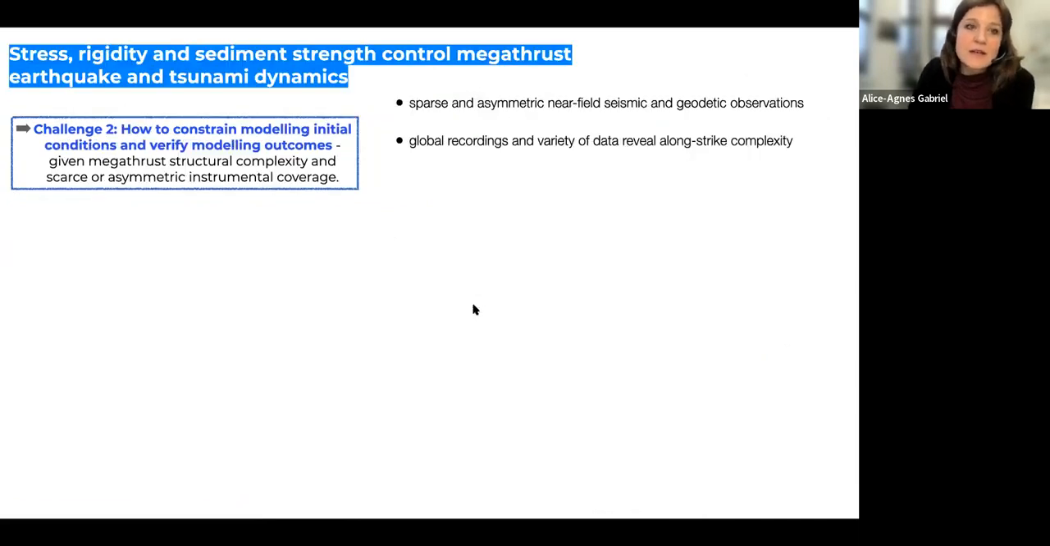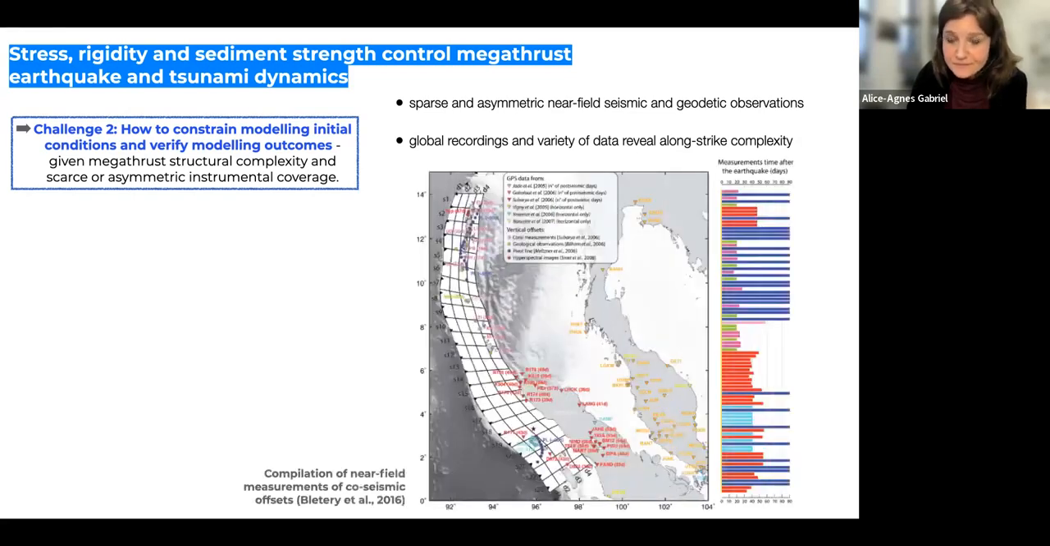And the second challenge from the geophysics point of view is how do we constrain the initial conditions and how do we verify these modeling outcomes, since these are forward models. These are not inversions. Given specifically megathrust structural complexity and scarce or asymmetric instrumental coverage. So we have a situation where we have global recordings for the 2004 Sumatra event and a variety of data that has been used to infer something about the source. All of these data has revealed a long strike complexity. And it also has been really challenging to come up with source models that match all of the data at the same time, specifically the earthquake and the tsunami associated data.